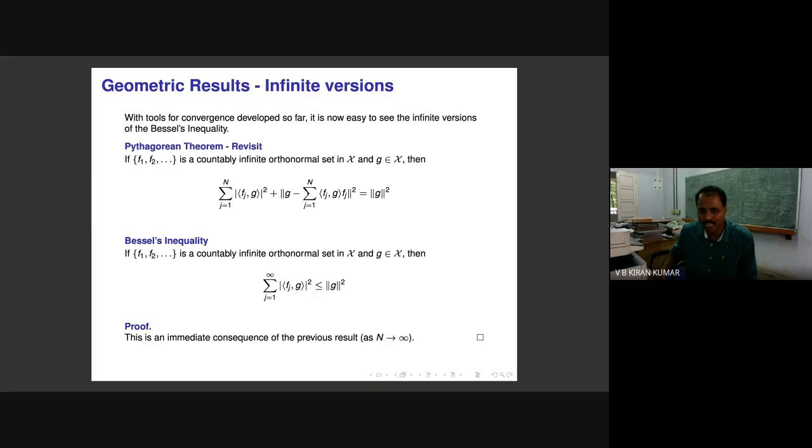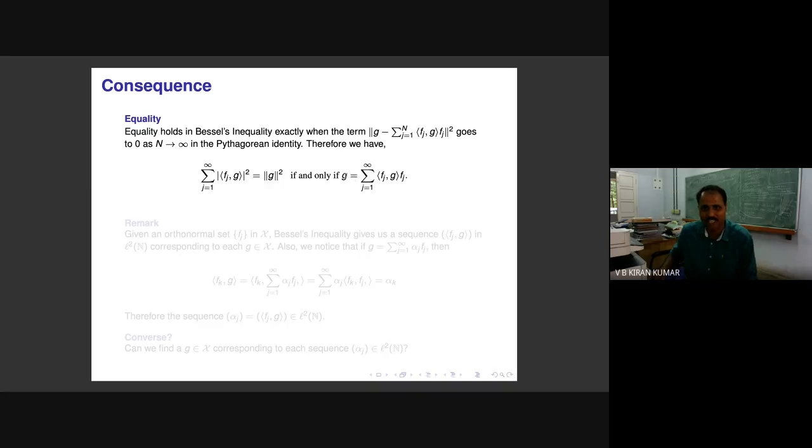That means as the limit n tends to infinity, we have equality here. That means g is equal to this. So equality holds exactly when g equals the infinite sum of the inner products of f_j and g times f_j. So that's a very important thing. Equality holds in Bessel's inequality if and only if this happens.